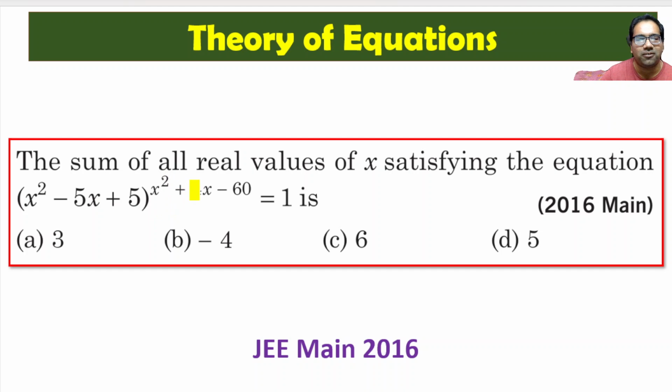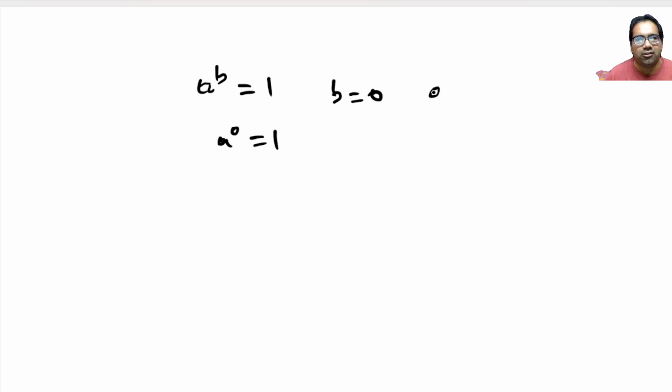Okay, a raised to the power of b is equal to 1. What does that mean? What are the cases when a raised to the power b is equal to 1? A power b is equal to 1 when b equals 0. A power 0 will be equal to 1, but a cannot be equal to 0, because 0 power 0 is not defined. When a is not equal to 0 and b is 0, this is case 1.